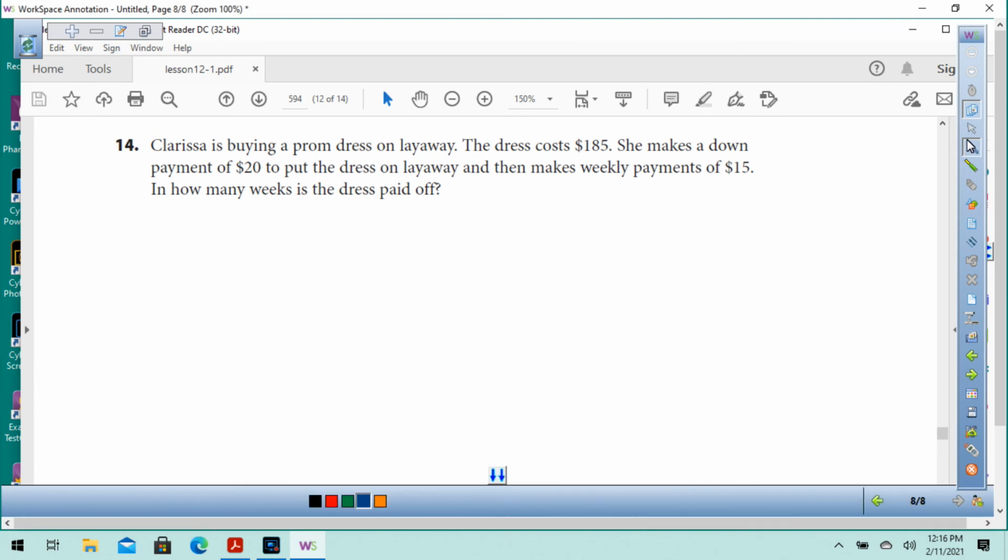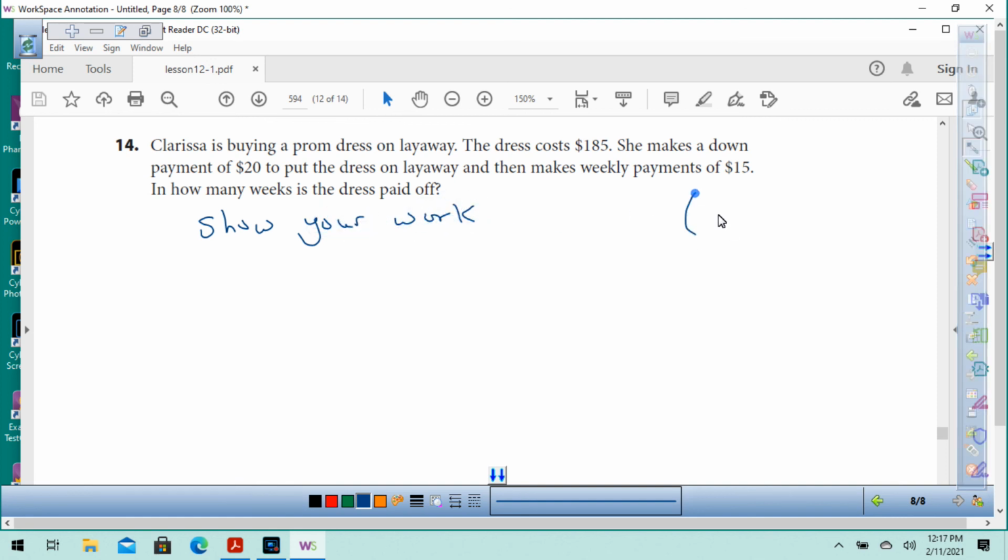Clarissa is buying a prom dress on layaway. The dress costs $185. She makes a down payment of $20 to put the dress on layaway and then makes weekly payments of $15. In how many weeks is the dress paid off? Okay, I want you to do that on your own, and you should show your work. And the answer is n equals 11. Okay, the dress will be paid off in 11 weeks.